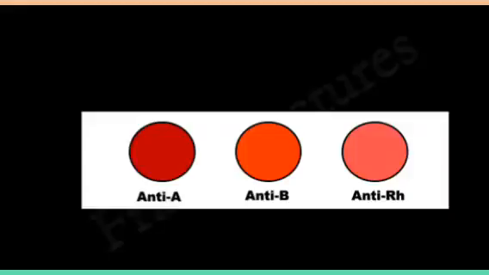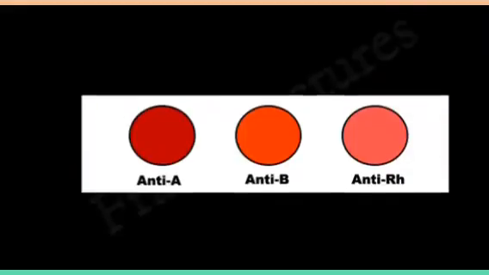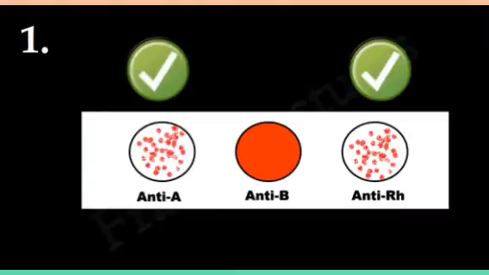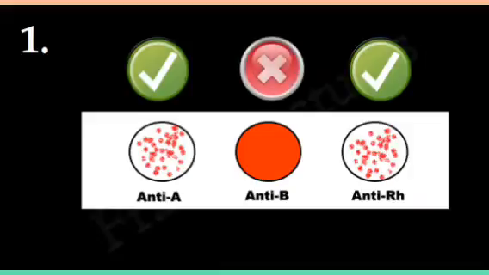Let's look at the possible observations and their interpretations. Here you can see agglutination in the anti-A circle and the anti-RH circle. This means the antigens present on red blood cells are A antigen and RH antigen. No agglutination in the anti-B circle. Therefore, B antigen is absent. So, blood group is A positive.